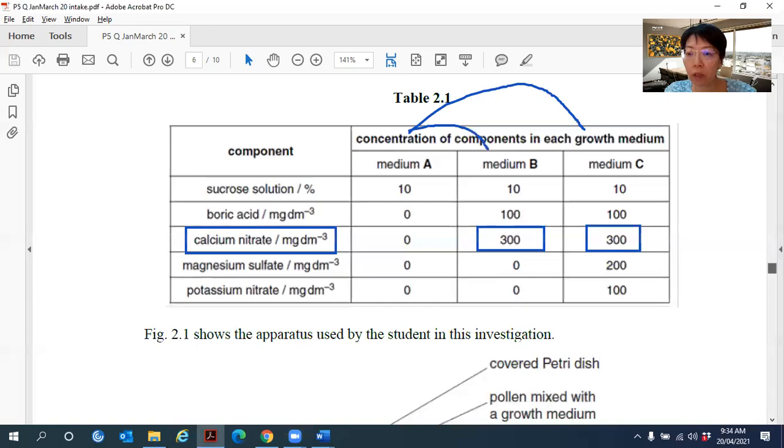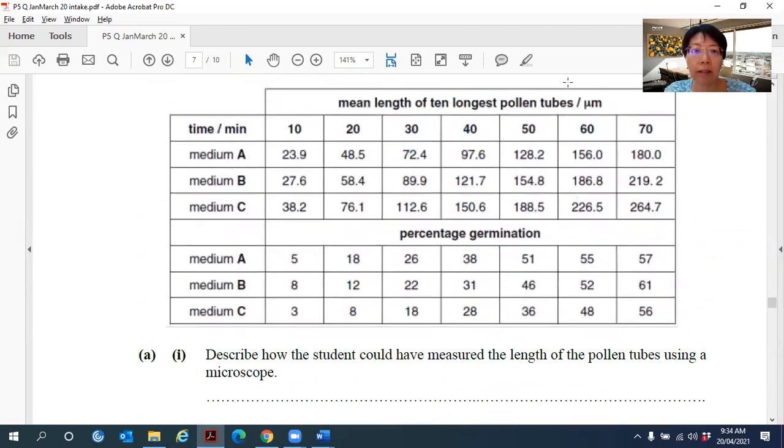Okay. So from there, you go back to the results and you check the results, because the t-test is done based on this one only, at 70 minutes. So we only look at this 70 minutes for mean length. So it actually shows that the mean length of the pollen tube for medium B and C are both longer than medium A. So therefore, they grow better in the medium with calcium. So that's the first marking point. The first marking point is the pollen tube grows longer with calcium in medium B and C. So therefore, this is evidence that supports the conclusion that calcium promotes the growth.